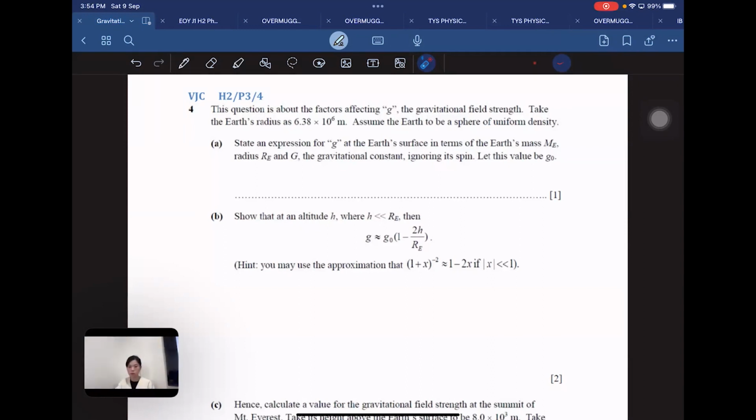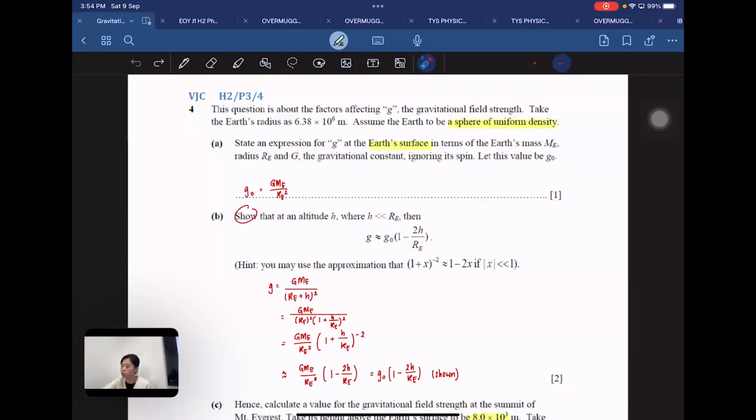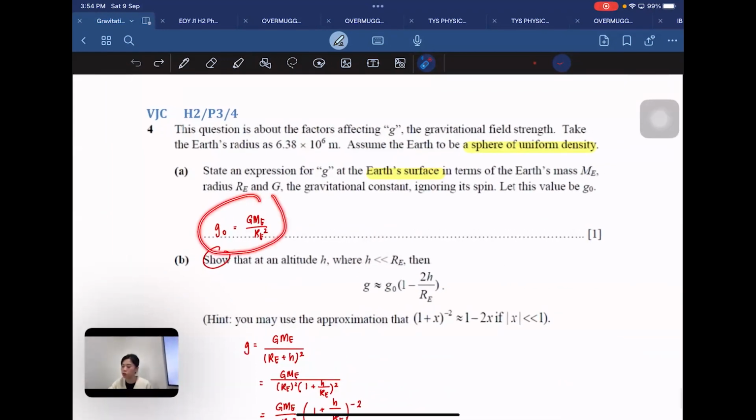Okay, now let's go through this question here. It says this question is about the factors affecting g, the gravitational field strength. Take the Earth radius as 6.38 times 10 to the power of 6 meters. Assume the Earth to be a sphere of uniform density. State an expression of g on the surface of the Earth in terms of the mass, the radius, and the gravitational field strength. So you have g naught equals to GME over RE squared. Okay, this one should be quite straightforward.